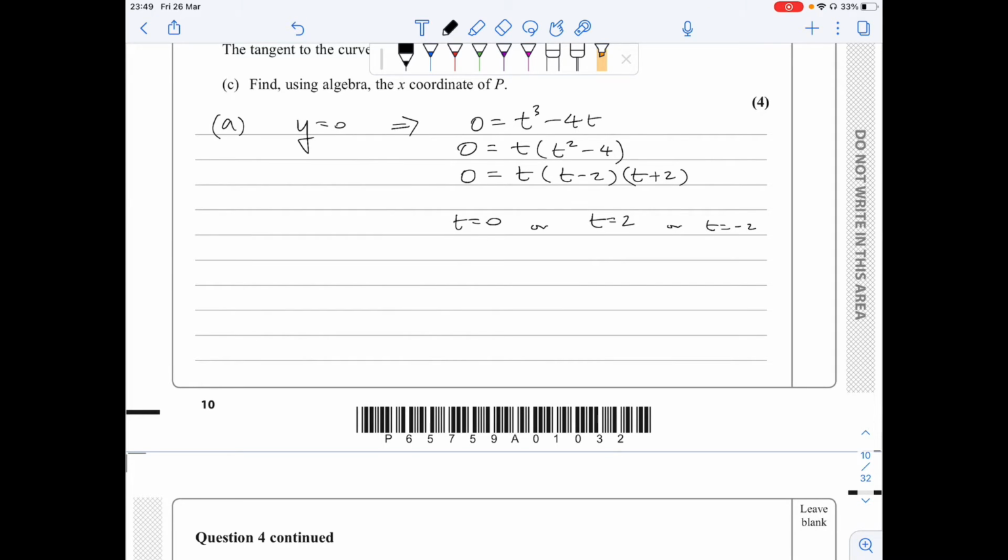Each one of these will give an x value. For the first one, x is 0. For the next one, x is minus 4. For the last one, x is 20. Since A has a negative x value, A must be minus 4, 0. Hence, B is 20, 0.